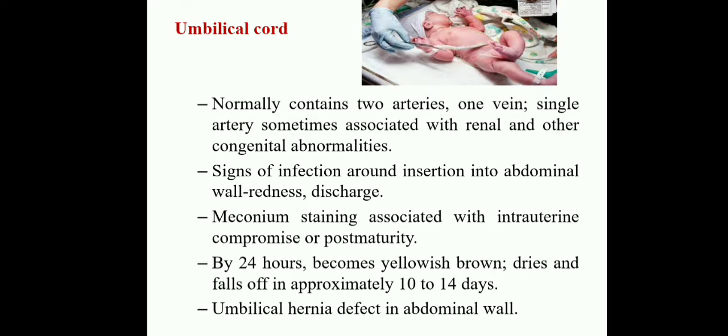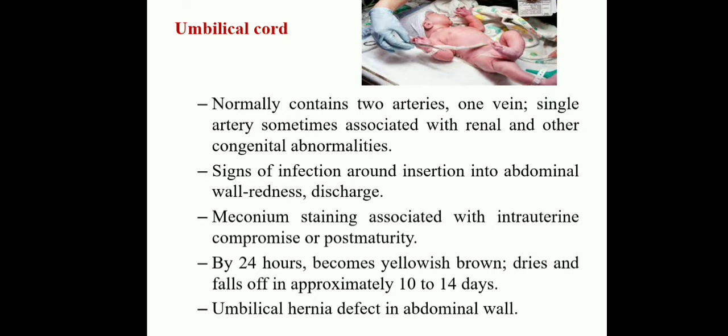Within 24 hours the cord becomes yellowish brown, dries and falls off approximately 10 to 14 days after delivery. This is also a viva question. When does the umbilical cord fall off? They ask, and the answer is 10 to 14 days. Within 24 hours the color of the umbilical cord also changes, from yellow to brown, yellowish brown.